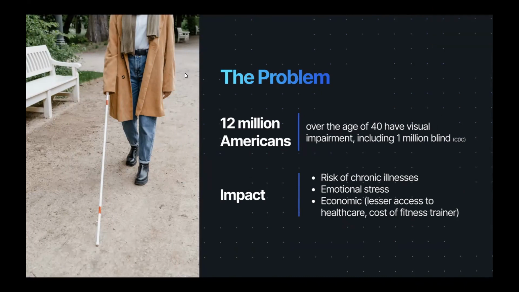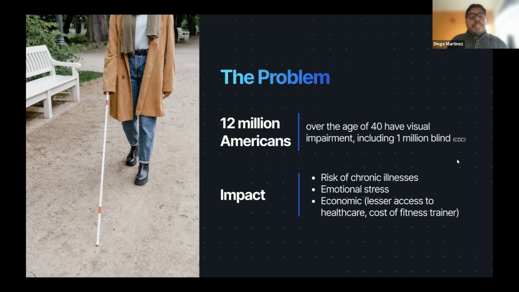When it comes to people with visual impairment disabilities, the numbers are staggering. We discovered that more than 12 million people over the age of 40 are experiencing some form of visual impairment, with over 1 million of them completely blind, according to the CDC. And this number is projected to increase as the population in the United States continues to age.